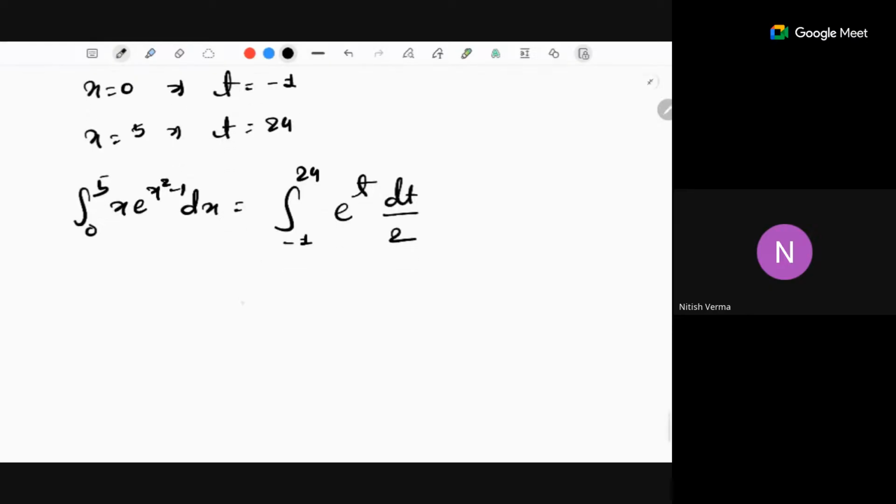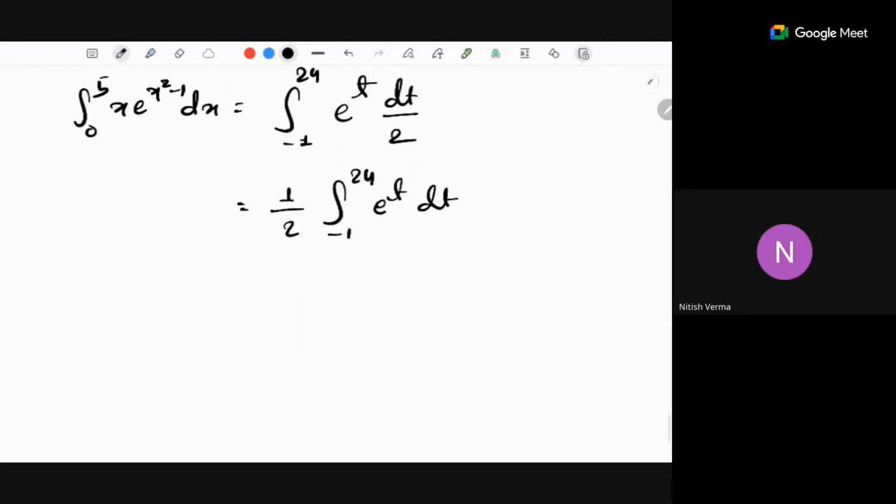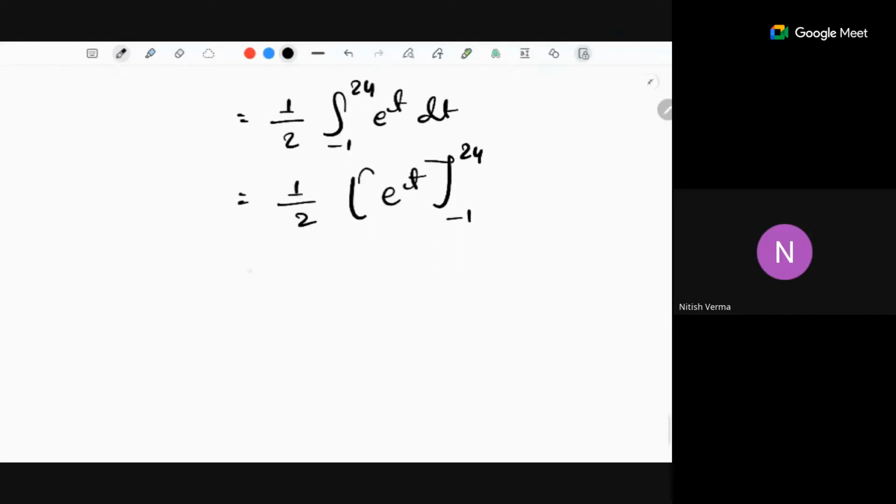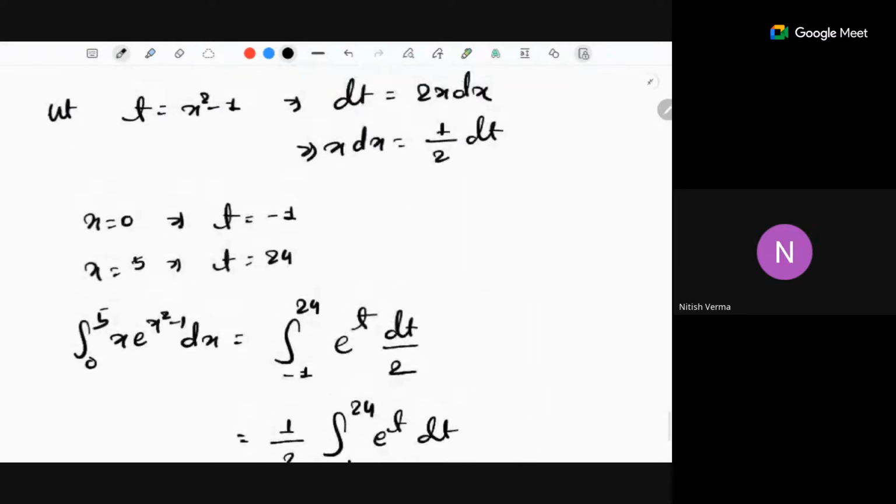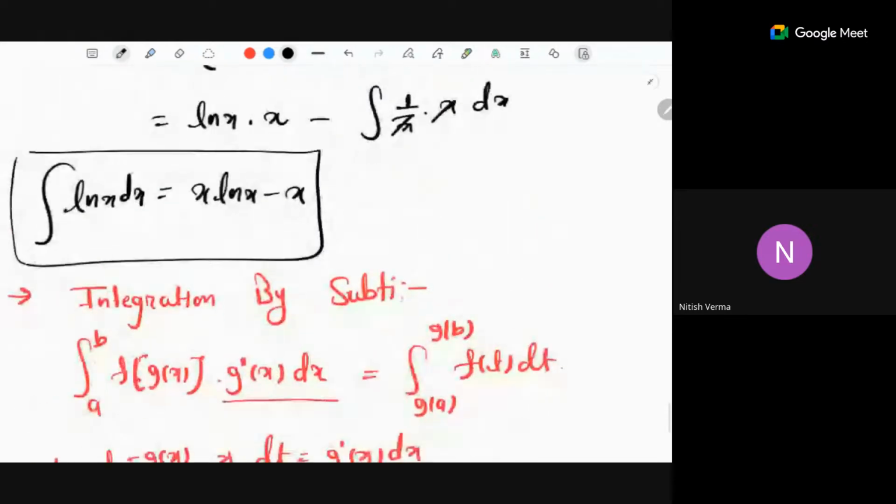Yes. So this is 1 by 2 times the integration from minus 1 to 24 of e to the power t dt. We know that the integration of e to the power t is e to the power t only. So this is 1 by 2 times e to the power t with the limits minus 1 and 24. So this is 1 by 2 of e to the power 24 minus e to the power minus 1. This will be your answer. Okay, so that's how you use integration by substitution.